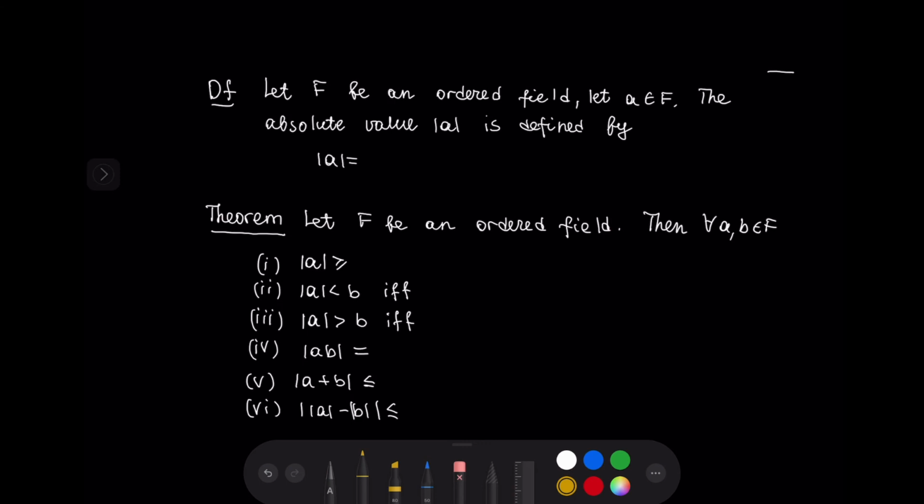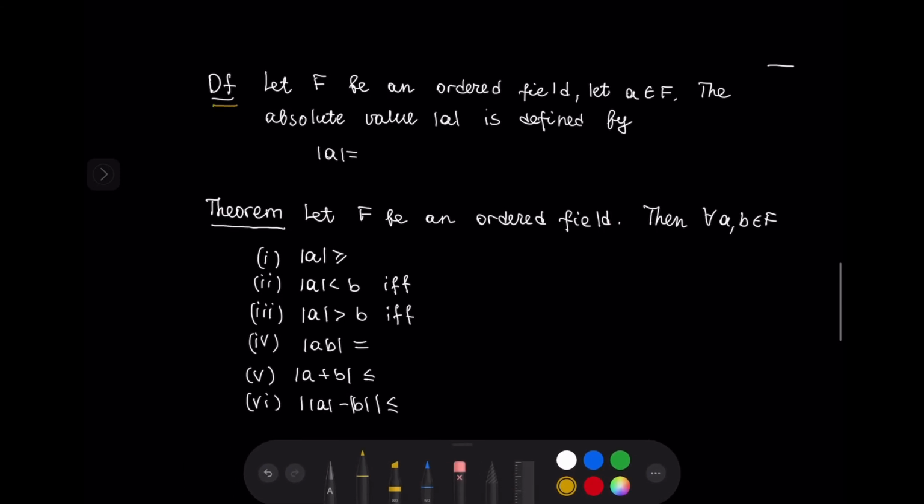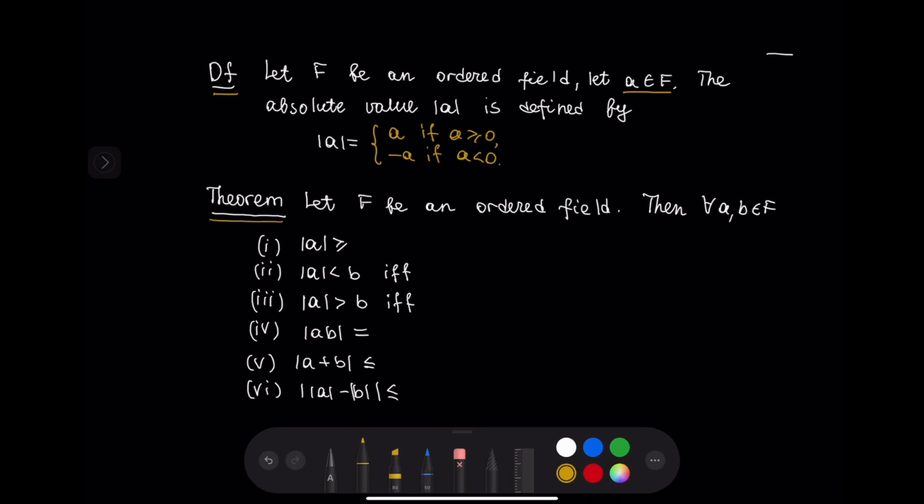So let F be an ordered field, and let A be an element in the ordered field. Then the absolute value of A is defined to be equal to A if A is greater than or equal to 0, and negative A if A is less than 0. And so the following theorem is true. These are the properties of absolute values.